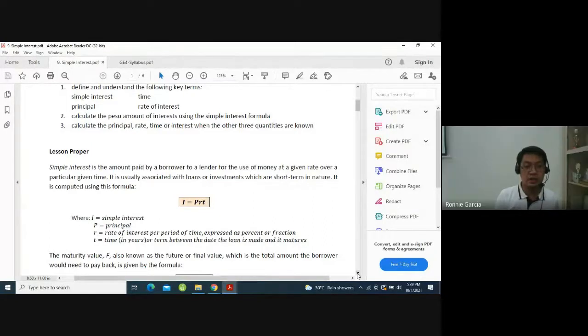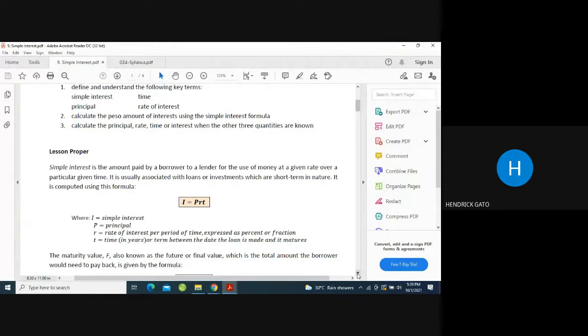Formula is I is equal to simple interest. P, principal, R, rate of the interest per period of time expressed as percent or fraction, T, time in years or term between the date the loan is made and it matures.